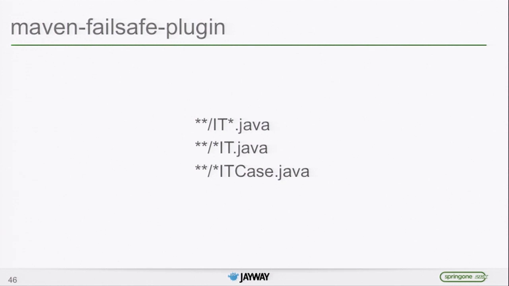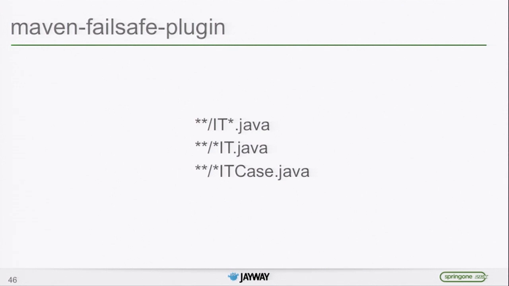What you do then is you use the Maven failsafe plugin, which has naming conventions. So you use IT*, *IT, or *ITCase. And by using these naming conventions, they will be recognized by the Maven failsafe plugin, so they will actually be executed within the integration test phase instead. If you don't like those naming conventions, you can specify your own.